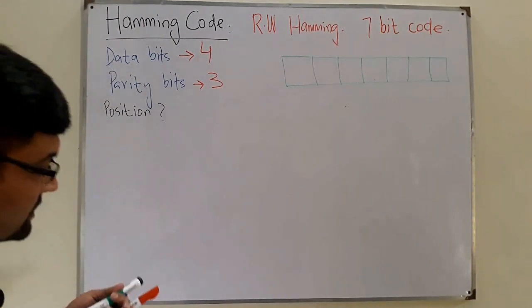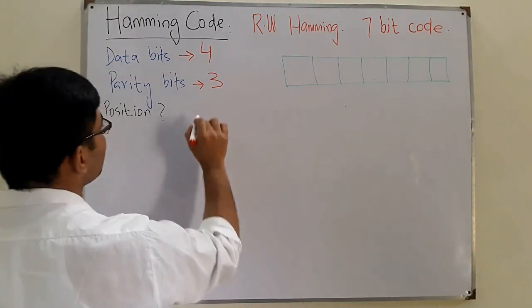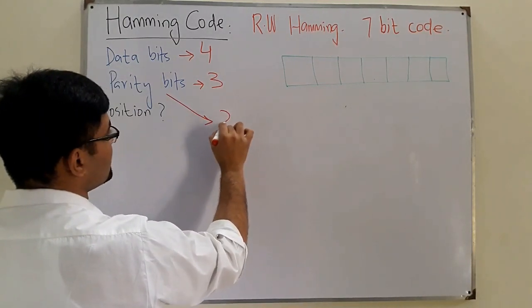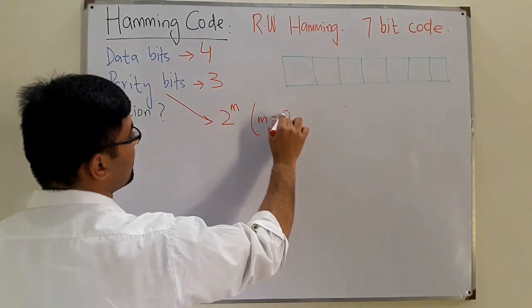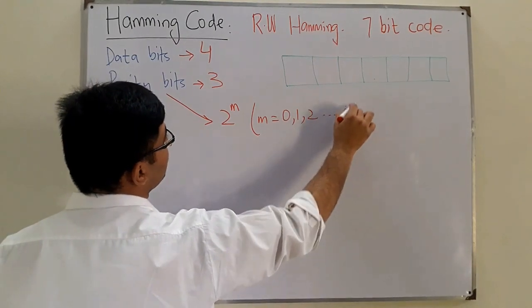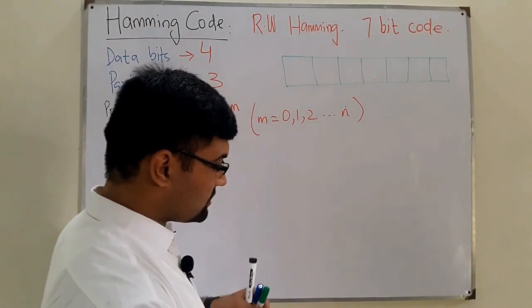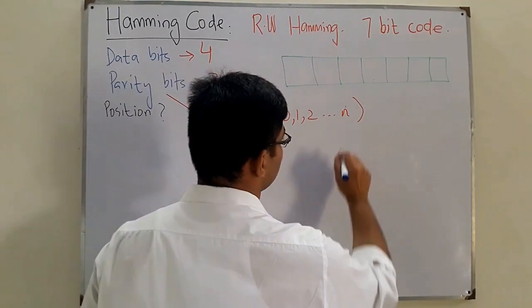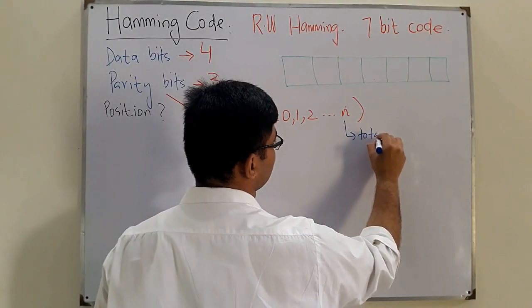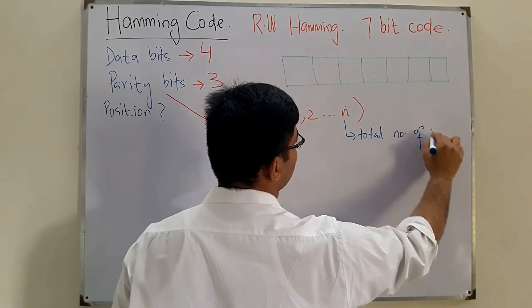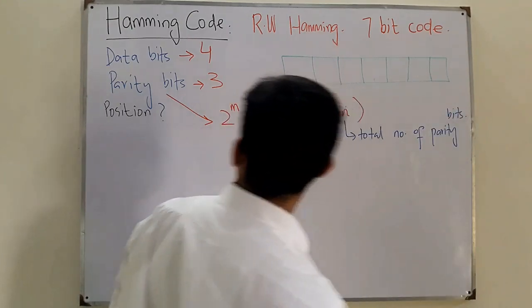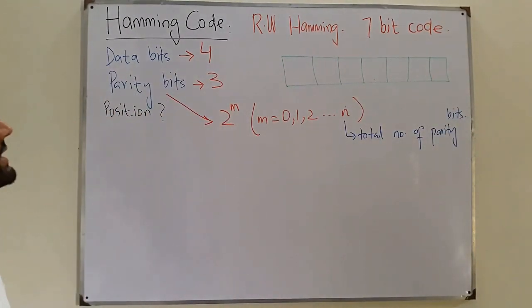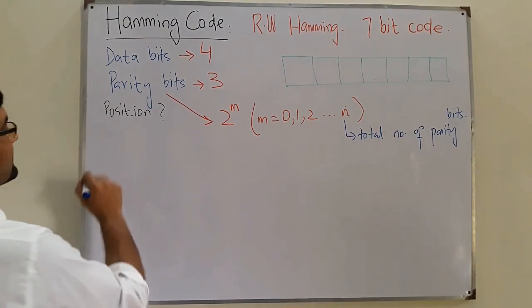So for the position of the parity bits, we have a formula, which is 2 to the power m, where m runs from 0, 1, 2 up to n, and this n shows the total number of parity bits. So now in this case, we have three parity bits. So the positions of the parity bits are determined like this.